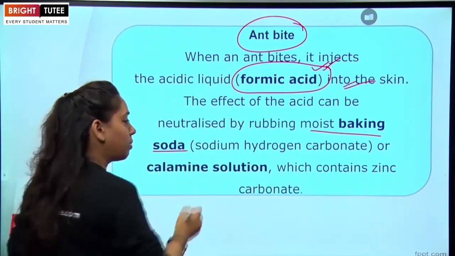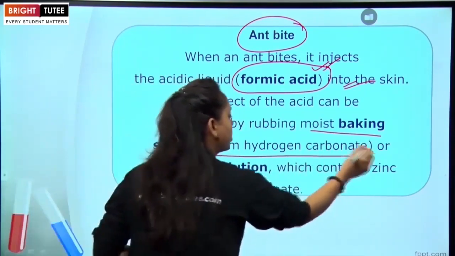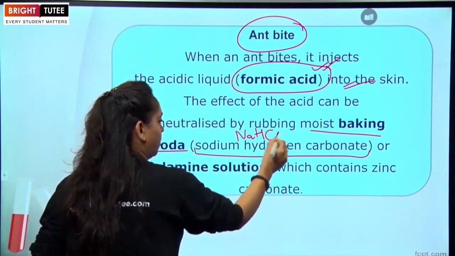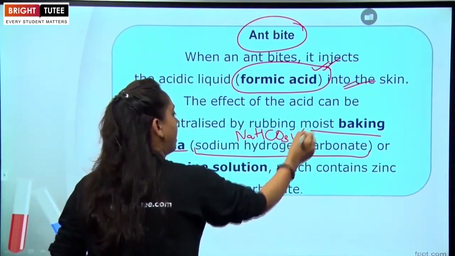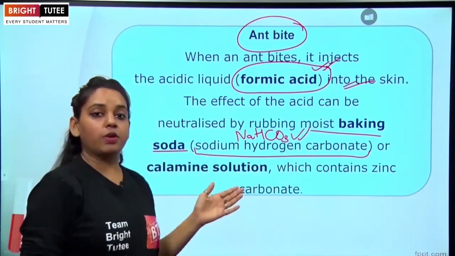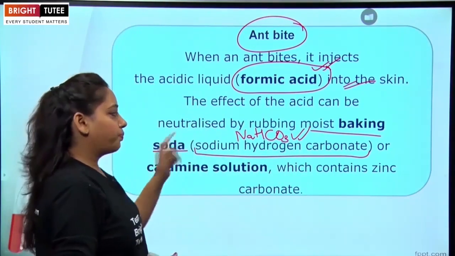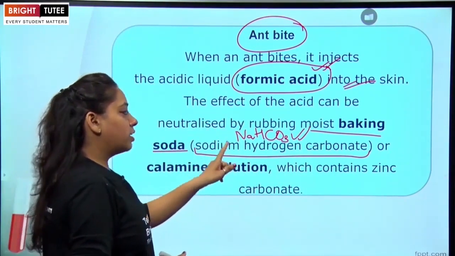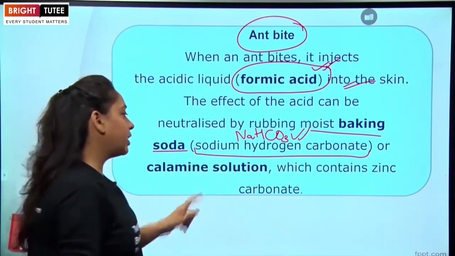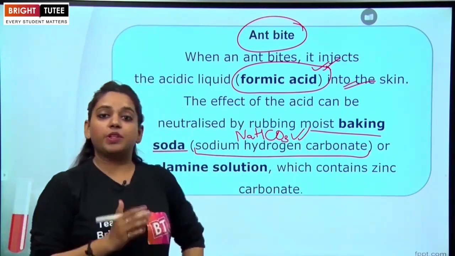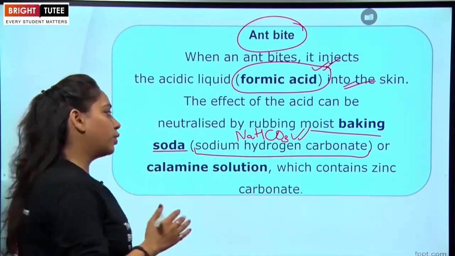And what is baking soda? Baking soda is sodium hydrogen carbonate, and its formula is NaHCO3. Whenever you apply such basic ointment or solution over the area, you will immediately feel better. Why? Because these bases will neutralize the effect of acid on your skin.